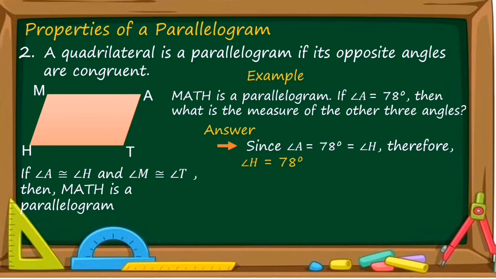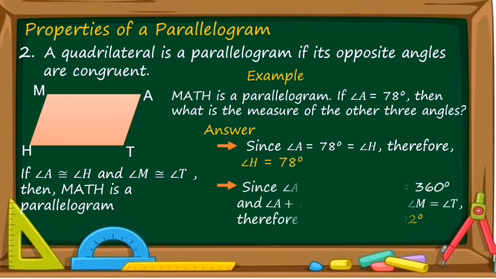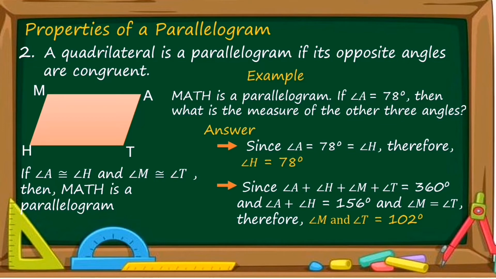Then to answer the other two angles, we are going to use the concept of the sum of the four angles of a parallelogram, which is 360. So since angle A plus angle H plus angle M plus angle T is equal to 360 degrees, and angle A plus angle H is equal to 156 degrees because 78 plus 78 is 156 degrees, and angle M is equal to angle T.